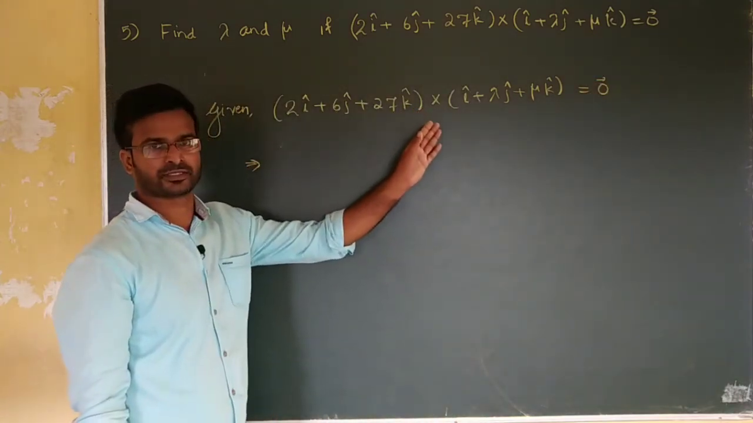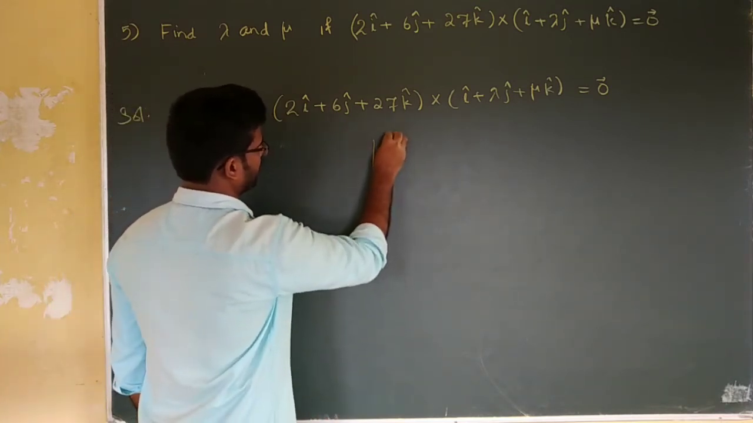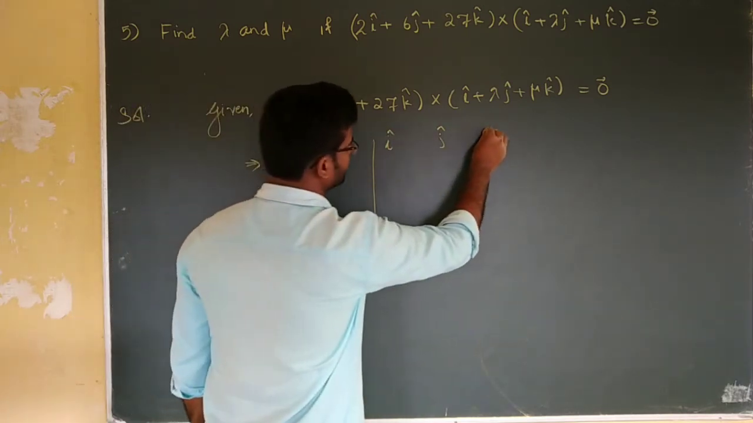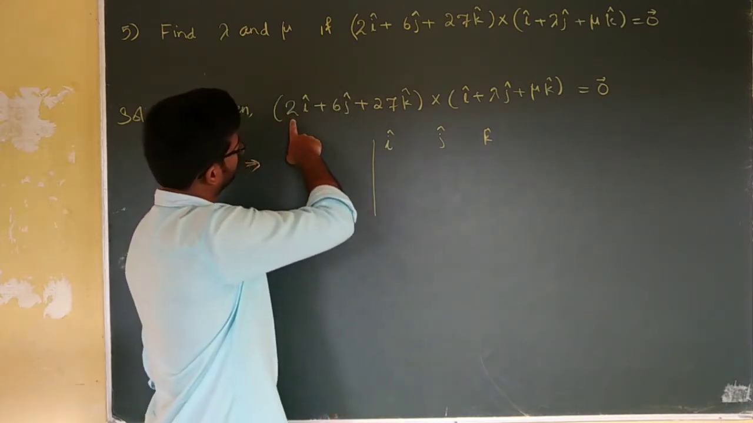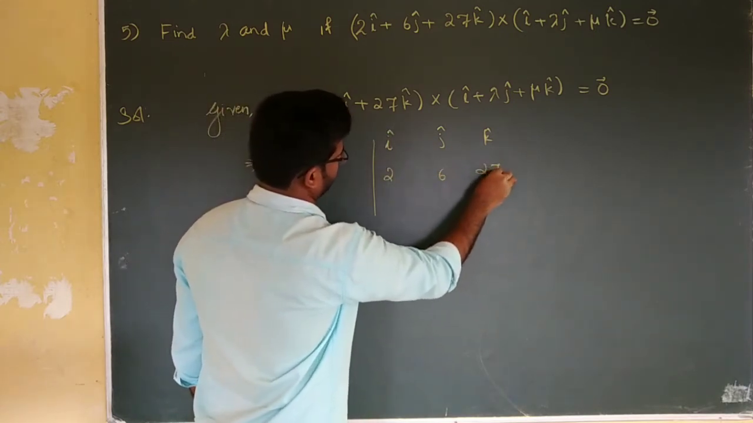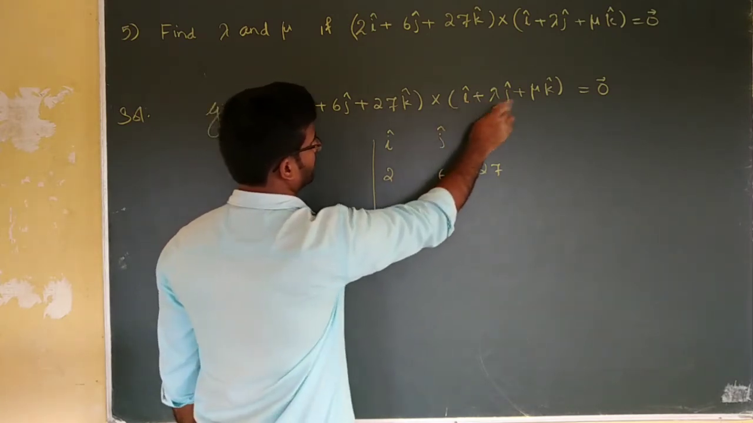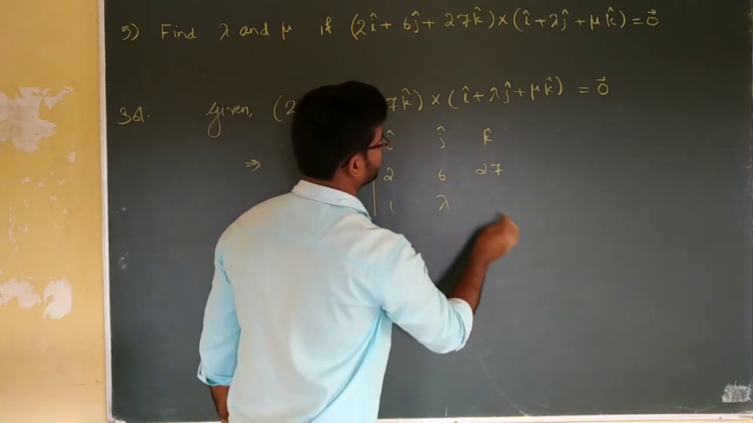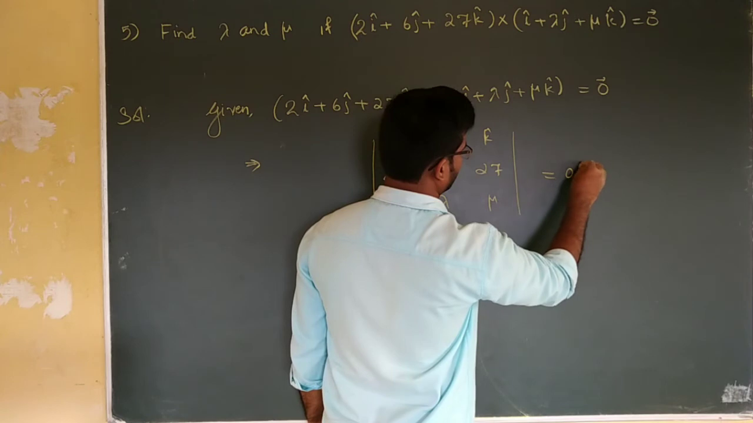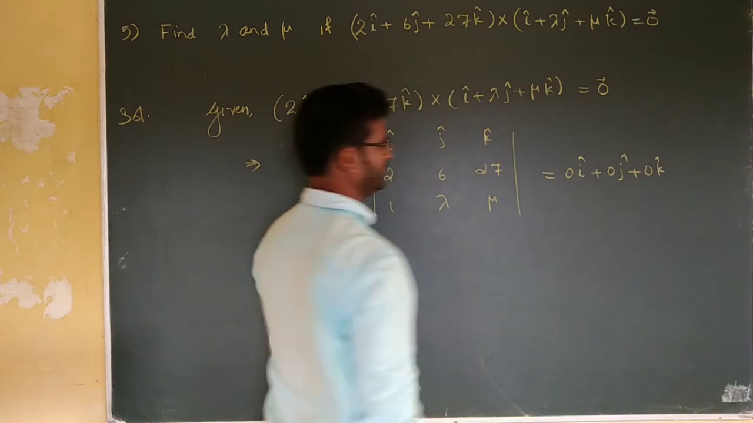How to find the cross product? We will use the determinant method, that is determinant of i, j, k. In the first row we will write i, j, k. Then in the second row the scalar components of the first vector, 2, 6, 27. In the third row, from here, the scalar components of the second vector, in here 1, lambda, nu. Equal to the 0 vector, we can write 0i plus 0j plus 0k. This is the 0 vector.